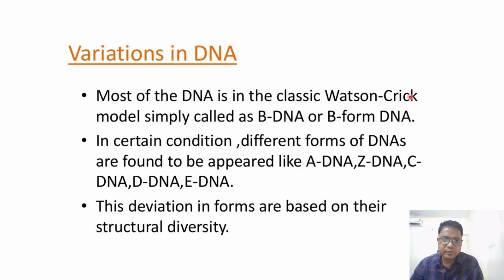Variation of DNA. Most DNA has the classic Watson-Crick model, which is the common structure, simply called B-DNA, or the B form of DNA. In certain conditions, different forms of DNA are found, like A-DNA, Z-DNA, C-DNA, D-DNA, and E-DNA. This deviation in forms is based on their structural diversity.